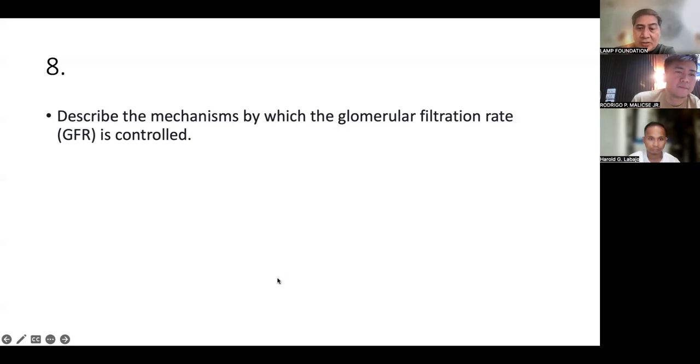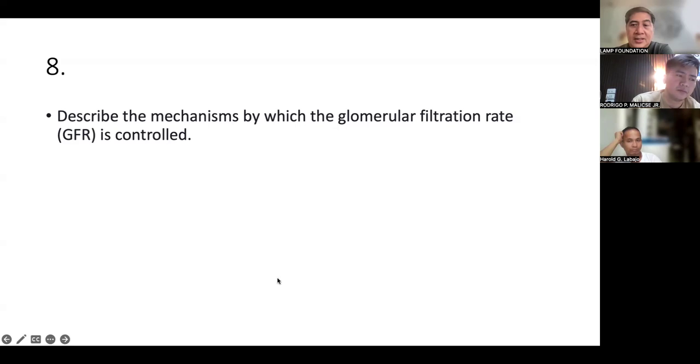Okay, let's summarize what you have answered. These are the mechanisms by which the GFR is controlled. First is autoregulation. That means the body will regulate itself. So if you decrease the blood pressure, there will also be a decrease in the GFR. This will also cause dilation of the afferent arterioles, increase the net filtration pressure, and then increase the GFR.